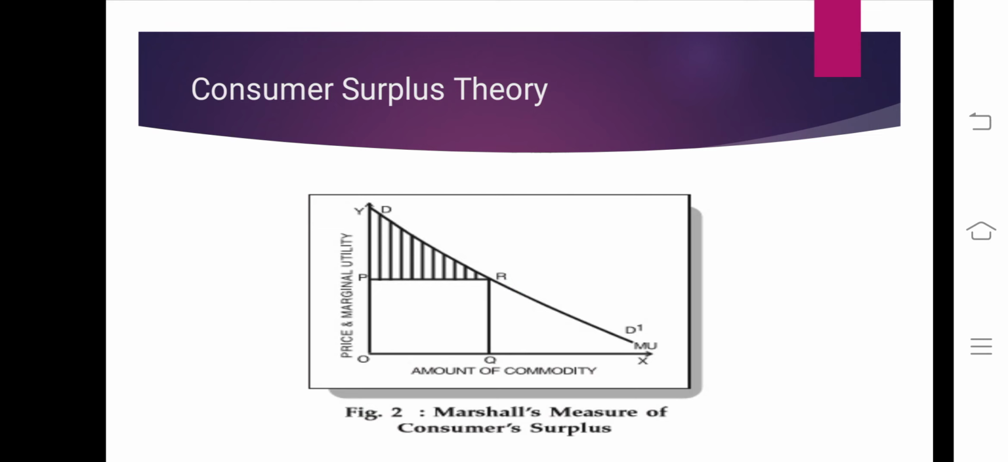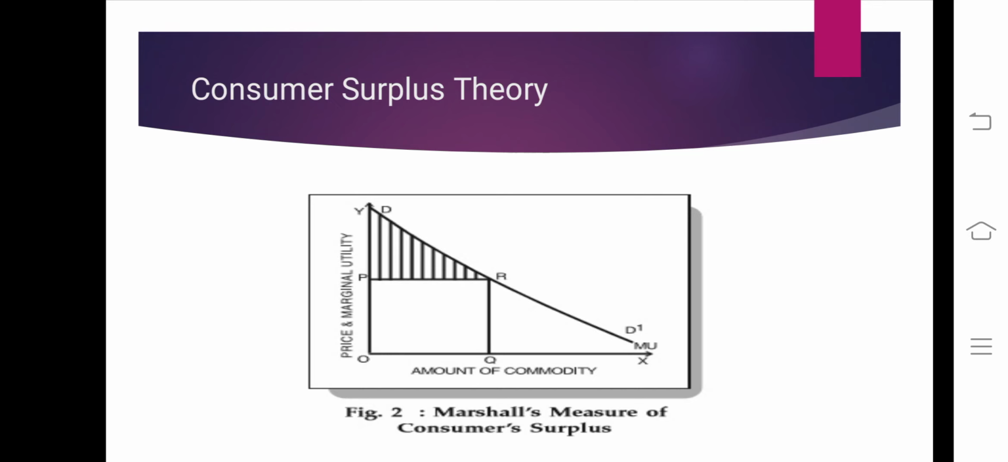So let us see the consumer surplus theory. This is the graphical representation presented by Alfred Marshall in his measure of consumer surplus. Here you can see in this figure that the x-axis measures the amount of commodity, while the y-axis measures the price and marginal utility. MU, you can see this MU near the x-axis, represents the marginal utility curve sloping downwards. This indicates that as the marginal utility falls, the consumer purchases more units of a commodity and vice versa.